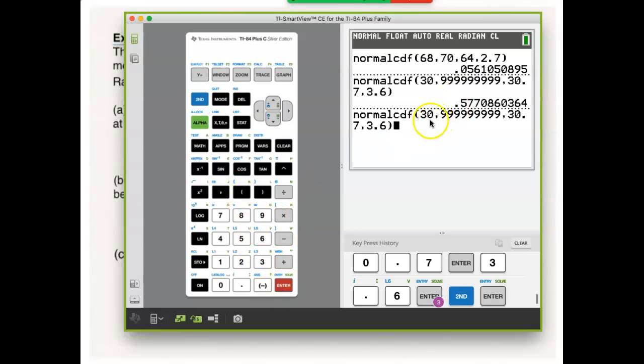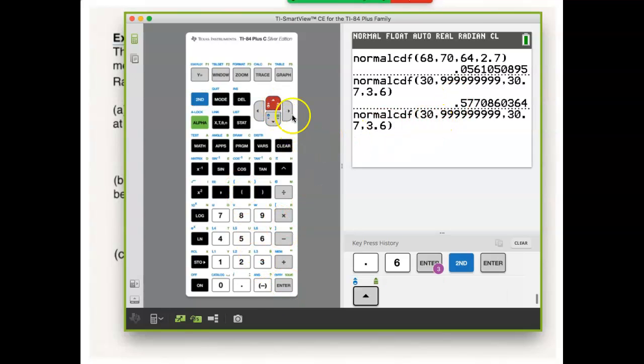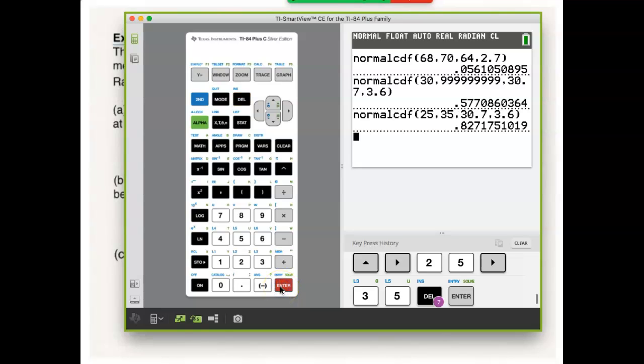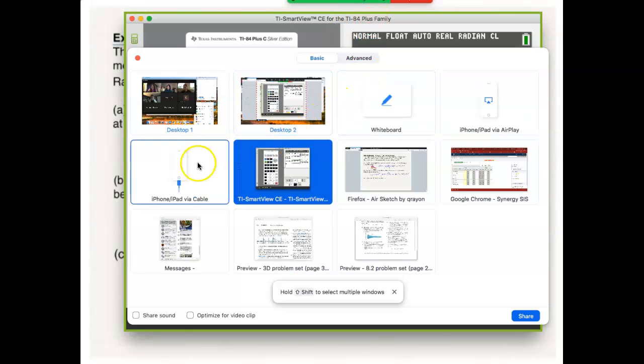So really all I have to change is that lower and upper bound. So that's going to be 25. My upper bound is 35. And I'll just delete all these nines. All right, so about 82.7% for that.